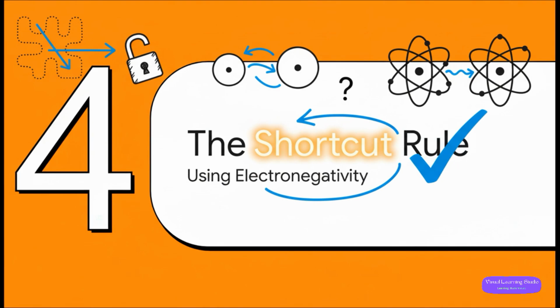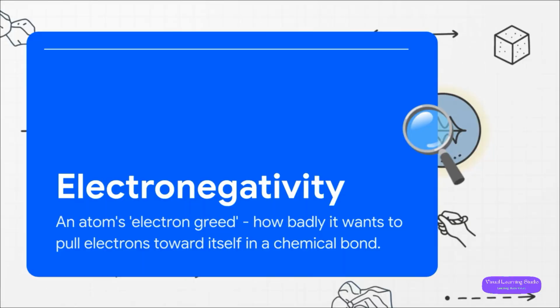But what if you want a fast, reliable way to predict what kind of bond will form between any 2 atoms? Well, there's kind of a chemistry cheat code for that, and it's called electronegativity. Don't let the big word scare you. Electronegativity is just a fancy term for an atom's electron greed. That's it. It's a measure of how badly an atom wants to pull electrons towards itself. Some atoms are super greedy, others not so much. And it's the difference in their greed that tells us everything we need to know.